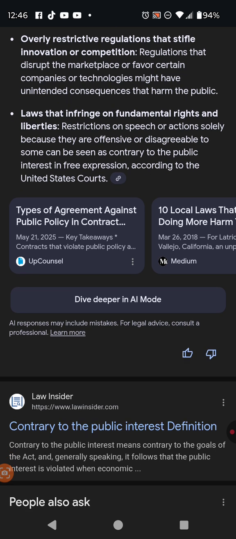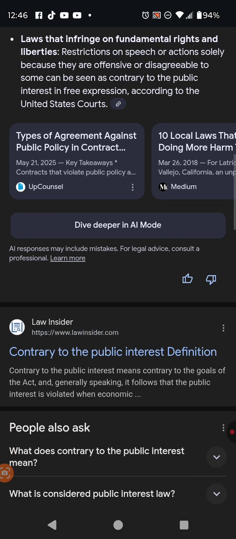Laws that infringe on fundamental rights and liberties, restrictions on speech or action solely because they are offensive or disagreeable, can be seen as contrary to the public interest in free expression, according to the United States courts.